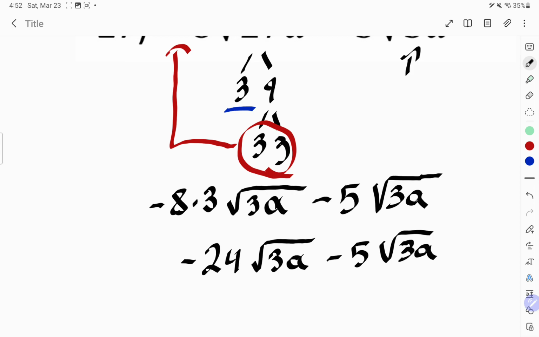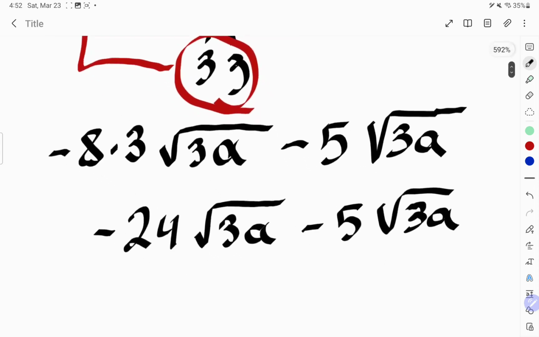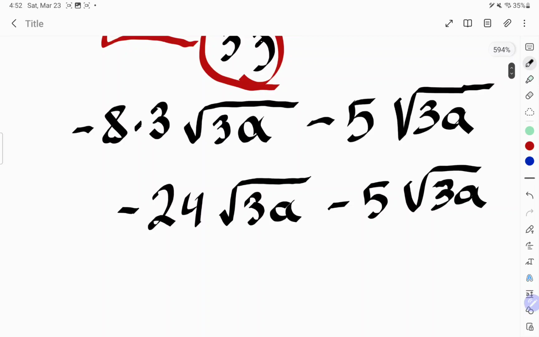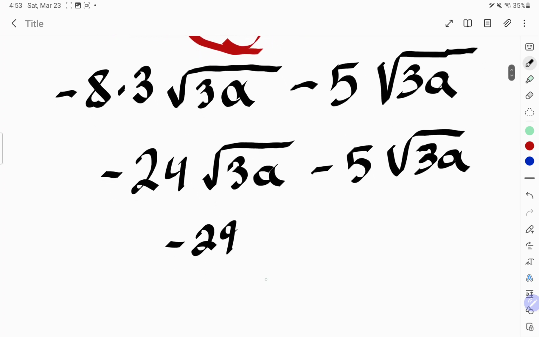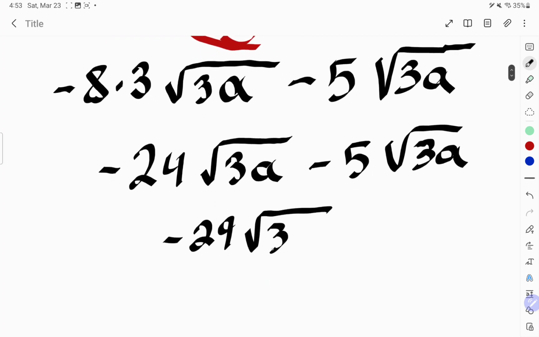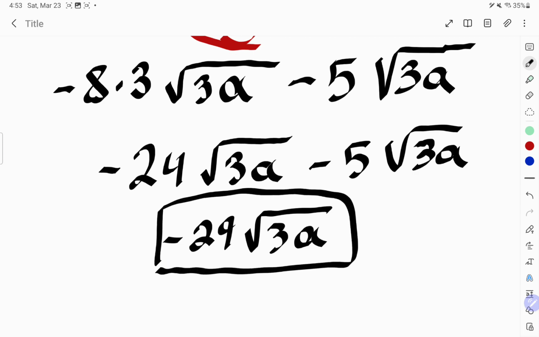I'm going to look at both of my numbers. Now, this should be easy. If they have the same sign, I'm going to add them. So I'm going to be adding these two, so it's going to be 29, but you keep the sign of whatever they were. So it's going to be negative 29 square root of 3a. And that is my answer for this problem.